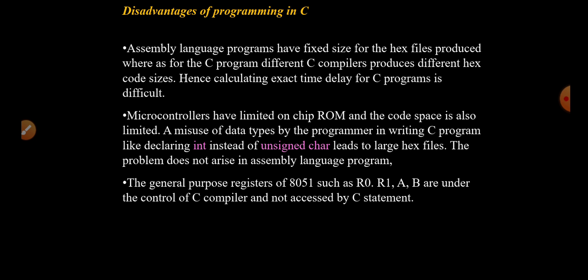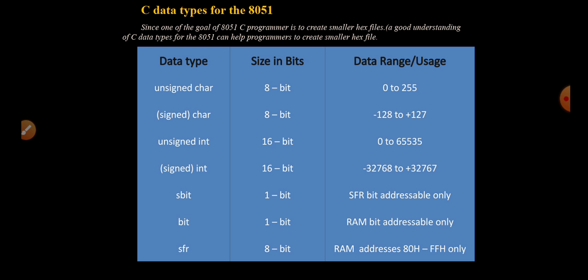And the general purpose registers of 8051 such as R0, R1, R2, or register A or register B, are under the control of the C compiler, and those registers cannot be accessed by the C statements. So coming next to C data types of 8051.